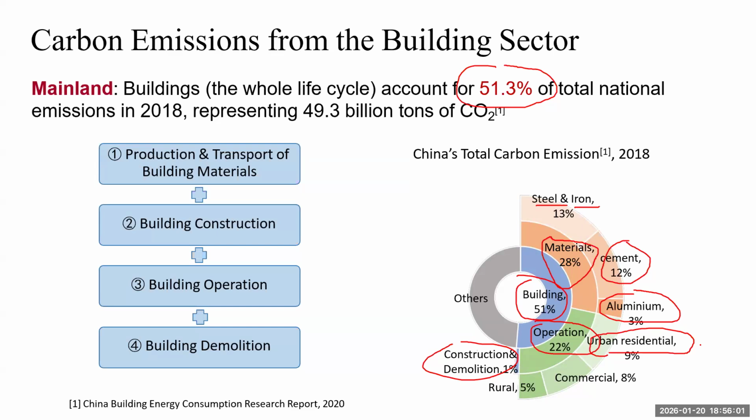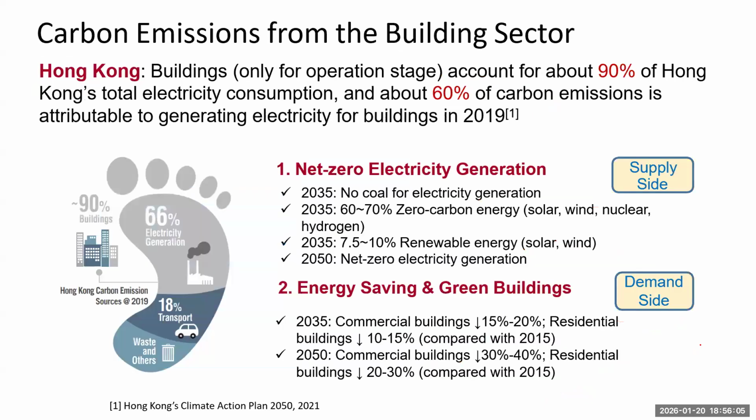These are the carbon emissions from the building sector for mainland China. So what about Hong Kong? Following the previous slide, we can see that our buildings account for about 90% of electricity consumption and around 60% of carbon emissions.